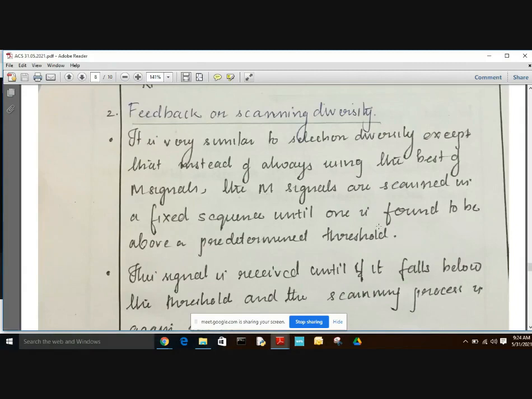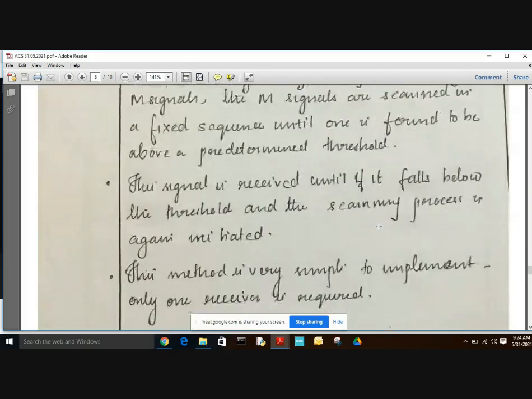So here in feedback or scanning diversity, we are not selecting based on the average signal to noise ratio. Instead of selecting the best of the M signals or M branches, all are scanned in a fixed sequence until one is found to be above a predetermined threshold. So we fix a threshold and scan the M signals, and the one found above the threshold is selected in feedback or scanning diversity. This signal is received until it falls below the threshold, and the scanning process is again initiated.